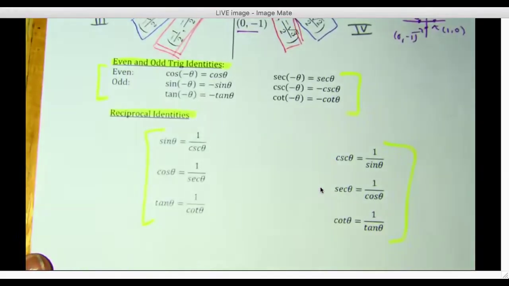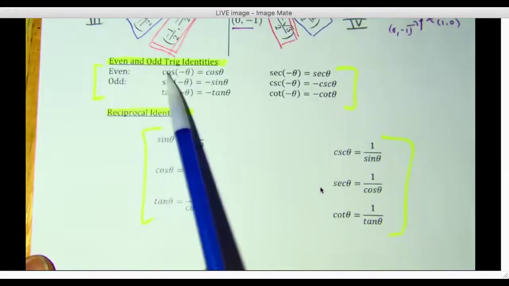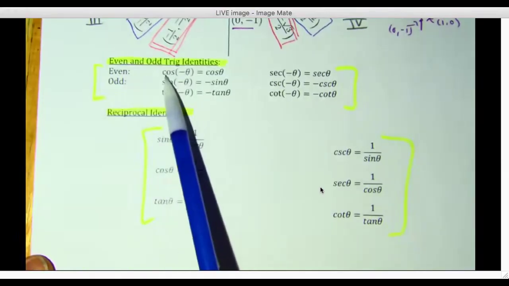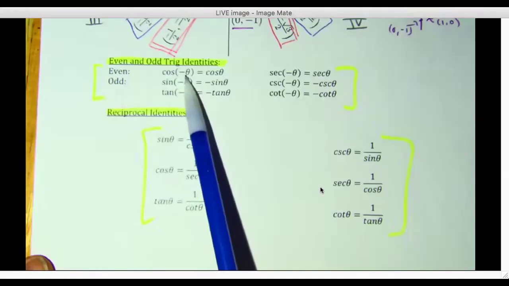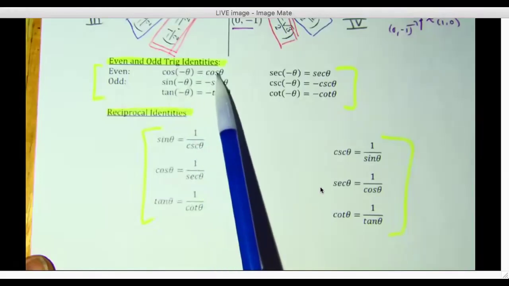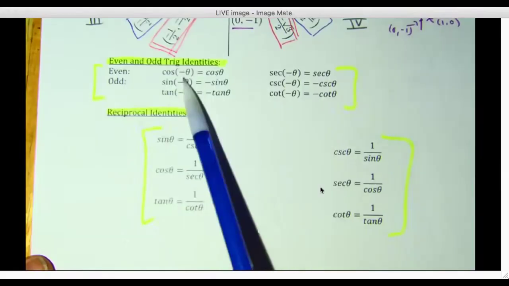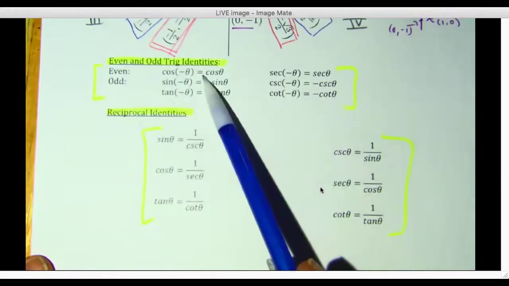These are the even and odd identities. Cosine and secant are both even functions. If you take cosine of negative pi over 4, that's going to be equal to cosine of positive pi over 4. Same thing with secant. Those values are equal. It's essentially like that negative is not important.